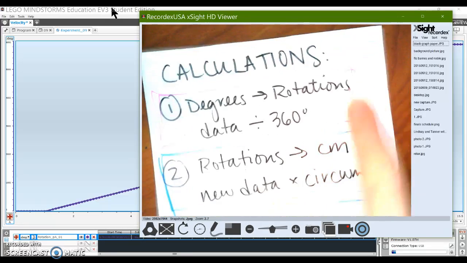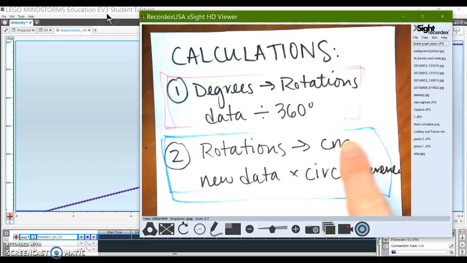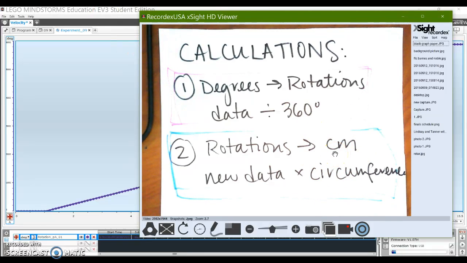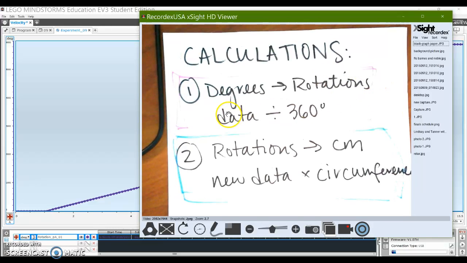We need to turn your graph from degrees to centimeters. We want to get over here because then I can look at a ruler on the ground and say, that's how many centimeters my robot went along the ground. So we're going to do two calculations. One, we're going to take our data and divide it by 360. That's going to tell us how many degrees happened and how many rotations of your wheel that meant. We're doing that because we can take that number for rotations, and now that you know the circumference, you know how big one of those rotations is.